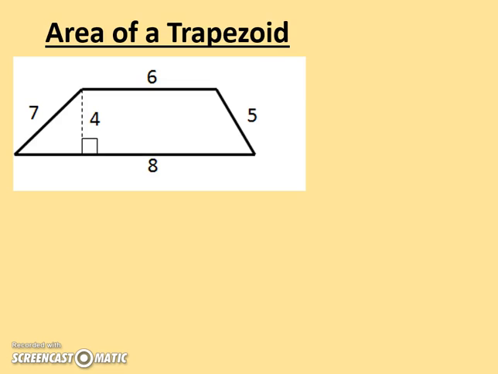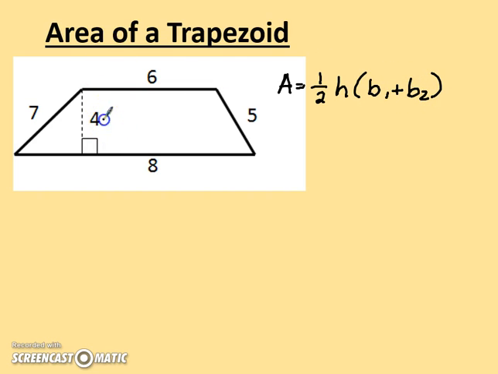Let's look at our last shape, which is a trapezoid. Our formula for a trapezoid is a little more complicated. It is area equals 1/2 the height times the sum of the two bases added together. So we have to look for what our two bases are, and that's what the height is between.